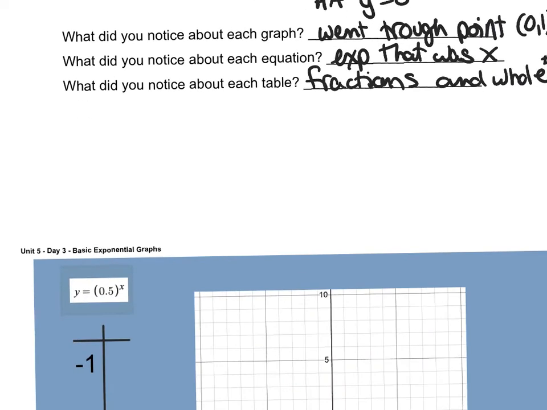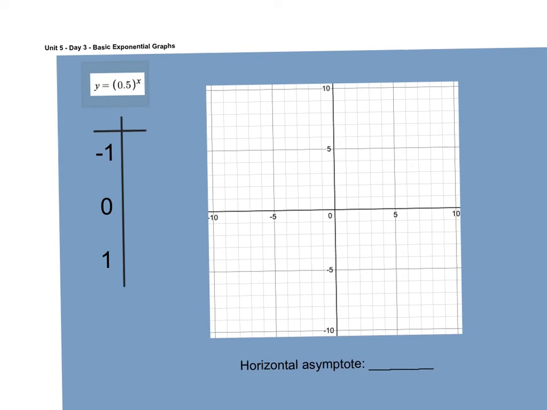Okay, so let's go into decay. I like to write this as, instead of 0.5, I like to write it as (1/2) to the x. And again, we've got our negative exponents. (1/2) to the negative 1 is 2. (1/2) to the 0, anything to the 0 is 1. And (1/2) to the first is 1/2. So let's graph that: (-1, 2), (0, 1), (1, 1/2).